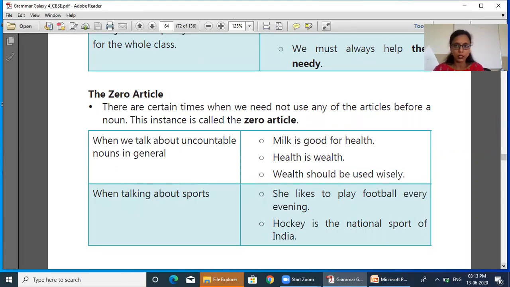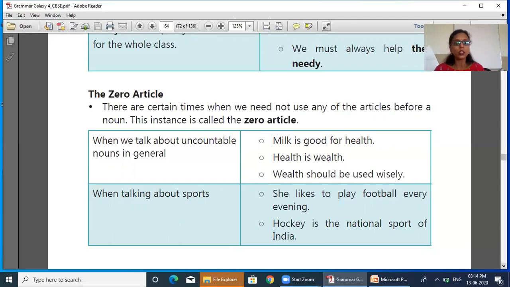Milk, in general we are referring to milk. Milk is good for health in general. Health is wealth. Can we count milk? Can we count health and wealth? No, we cannot count. They are uncountables. Wealth should be used wisely. But when we say the milk has become stale or spoiled, we are talking about that particular milk which has spoiled. But in general, we should not use any article. So that will be zero article.